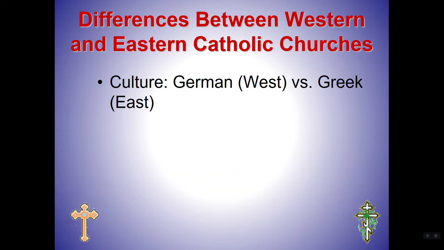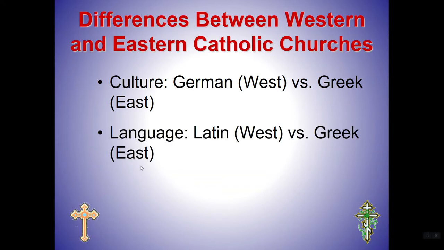All right, there's a different culture. In the West, they are dominated by a German worldview, whereas in the Eastern Church, they still maintain a Greek philosophical worldview. Their languages are different. In the West, they speak Latin. In the East, they speak Greek. And so their languages symbolize the differences between these two churches.